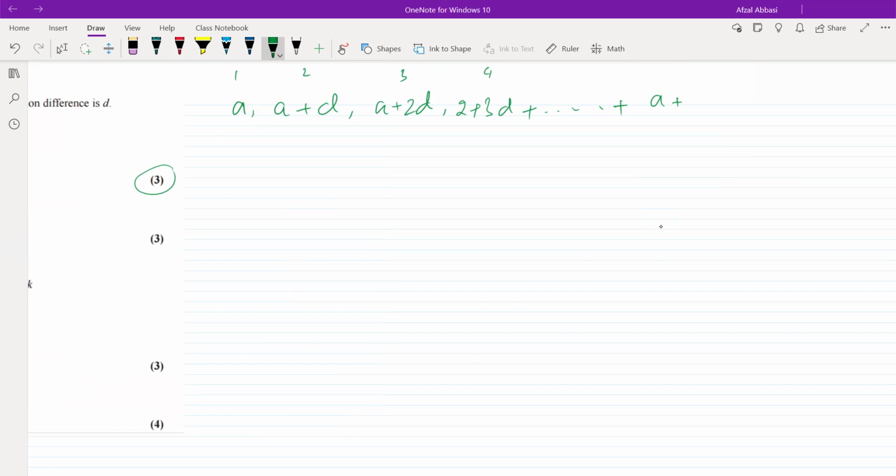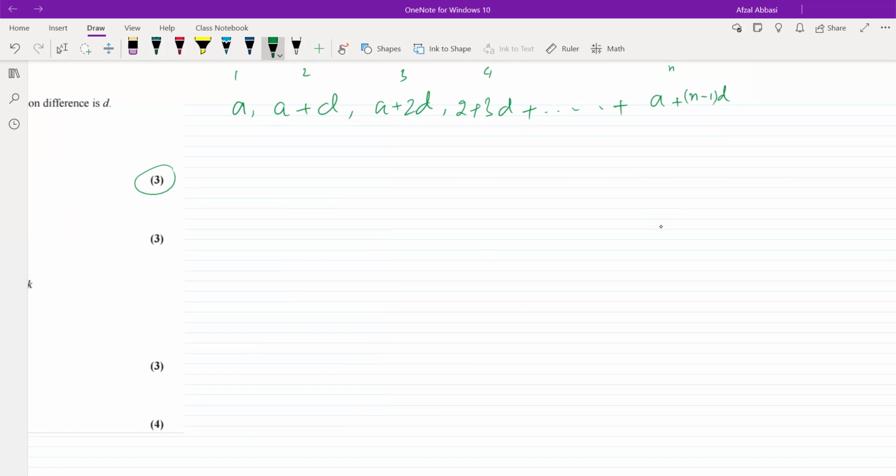So term number 3 means 2d. Term number 4 means 3d. Term number 5 means 4d. So term number n will have one less than n number of d's, so n minus 1 d's. If we write the previous term of this, it will be n minus 2 d's. So this is our sequence.